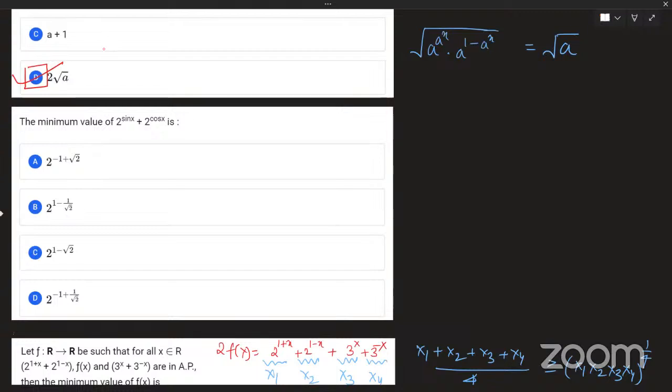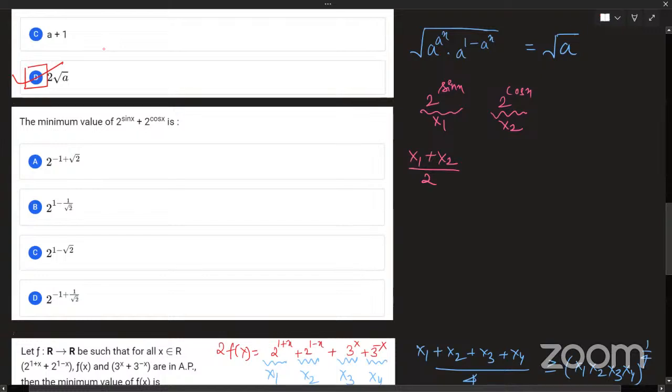2 raised to sin x plus 2 raised to cos x. Can you think how we can do it? Again, the same thing. Treat 2 raised to sin x as one entity, x1, and this thing as another entity, x2. So again, what will be my next step? x1 plus x2 divided by 2 is greater than or equal to square root of x1 into x2. Right, everyone?